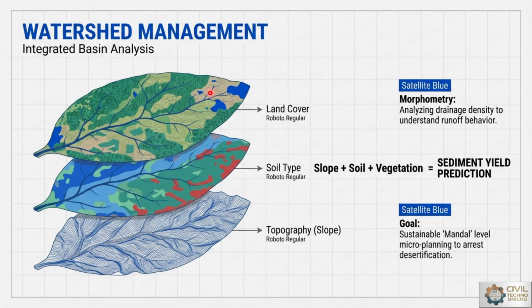Here in watershed management we use microwave and radar sensors, which are more useful because they can collect data during cloudy situations and rainy conditions also. So our goal is to achieve sustainable mandal level micro planning to arrest desertification, or to improve afforestation. Here the satellite imagery is more helpful for the affected areas or the damaged areas, damaged infrastructure after disaster, then blocked roads or vulnerable settlements also, with reference to watershed management.